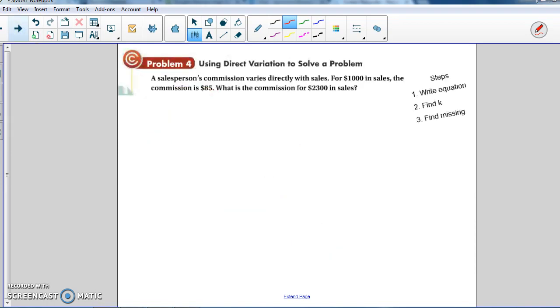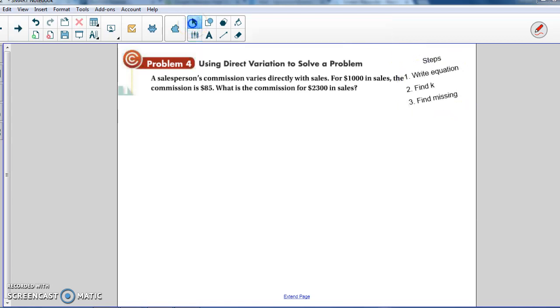We can also use direct variation to solve a problem. So a salesperson's commission varies directly with sales. For $1,000 in sales, the commission is $85. What is the commission for $2,300 in sales? So these are some steps if we don't want to use proportions, and I think they're easier. We're going to write our equation, we're going to find k, and then we're going to find whatever's missing.